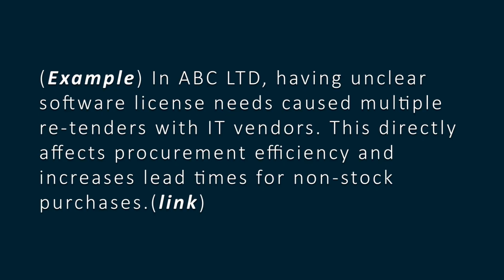But then the example. Now let's assume this was a scenario-based question. So the example could be, in ABC Limited, having unclear software license needs caused multiple retenders with IT vendors. Okay, so that's an example from the question, right? And then this directly affects procurement efficiency and increases lead times for non-stock purchase. Like we've just linked back.